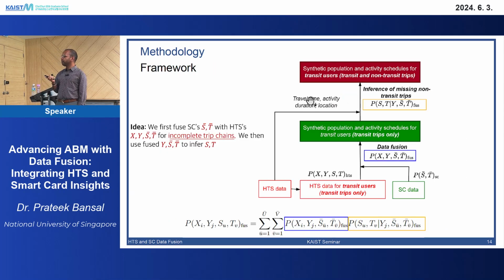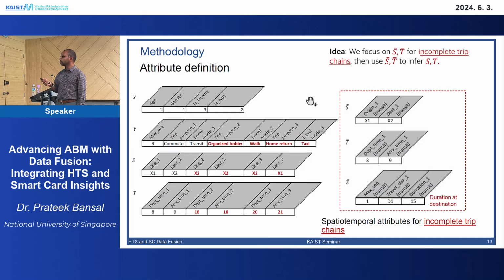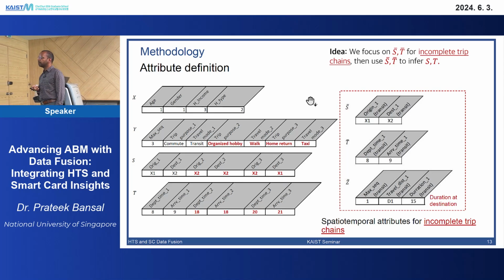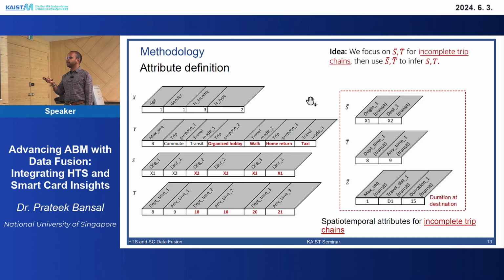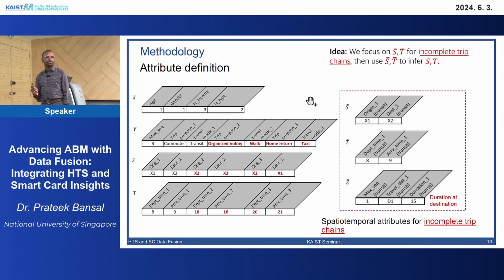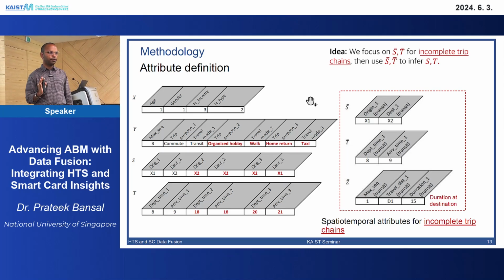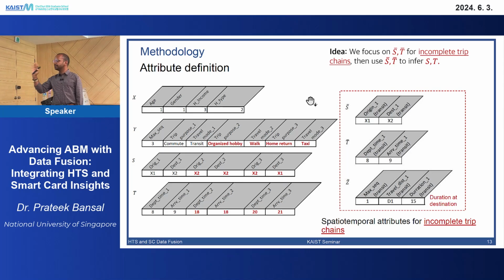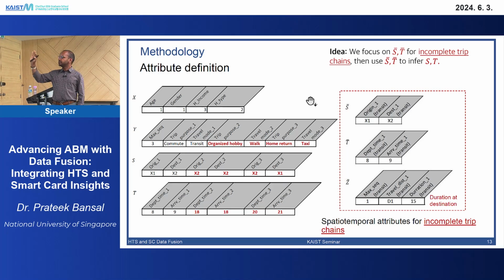So what we can do is define the problem in terms of S bar and T bar. To remind, S and T are all the stamps of the activity schedule for space and time, but S bar and T bar are what we observe in the smart card data only. So just to distinguish: S bar and T bar are for transit trips, and S and T are for all trips in the activity schedule.